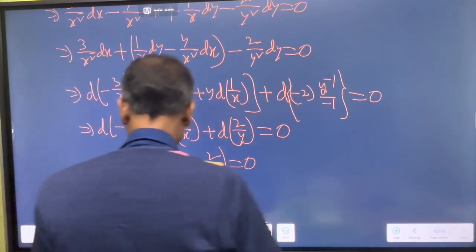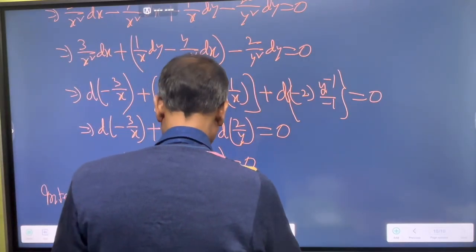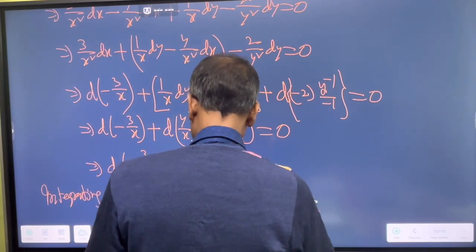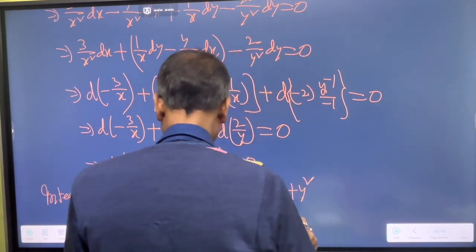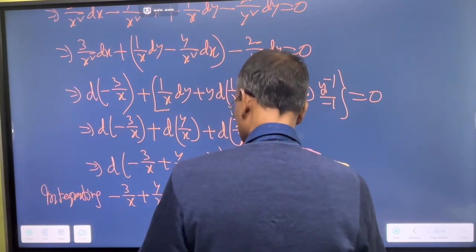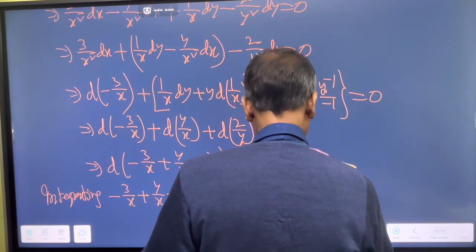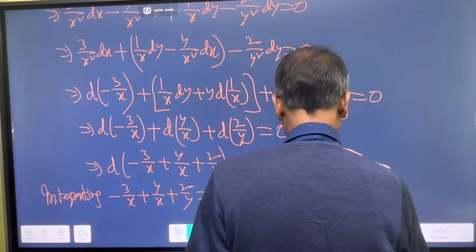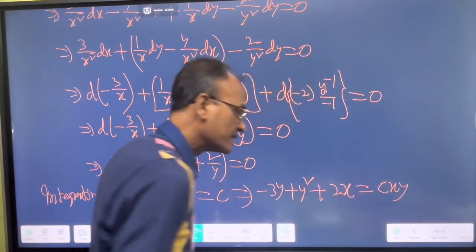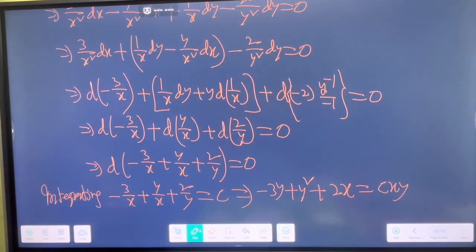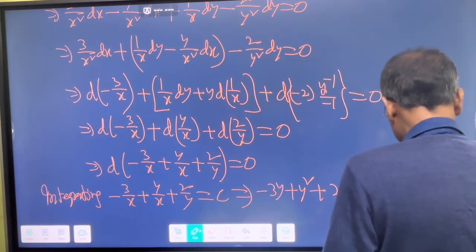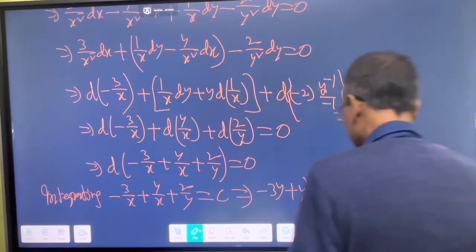Or you may write here minus 3y plus y square plus twice x equal to cxy. This is number 6.